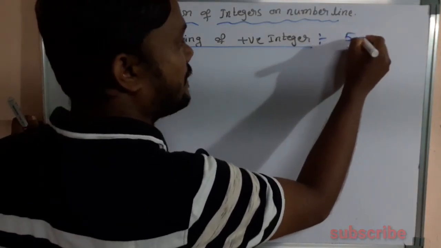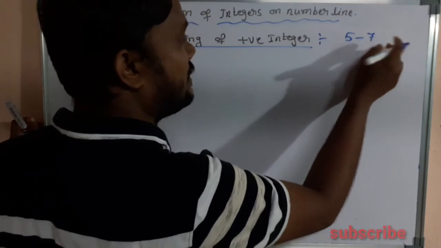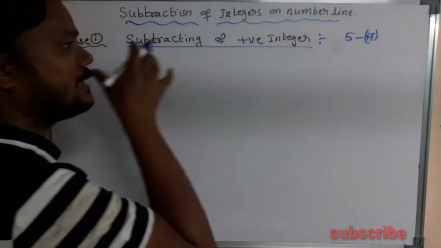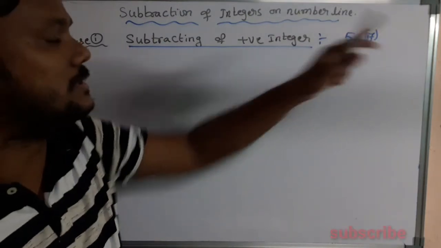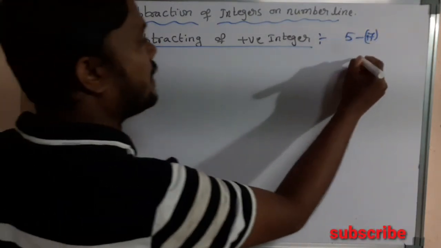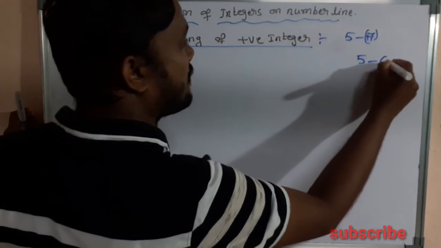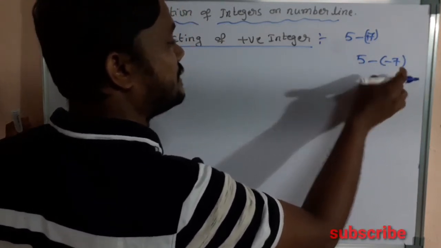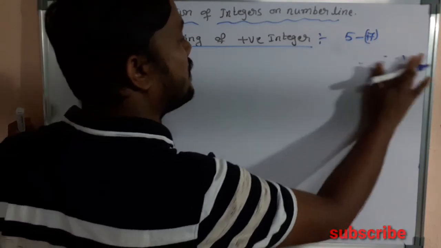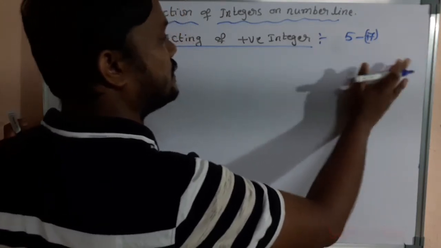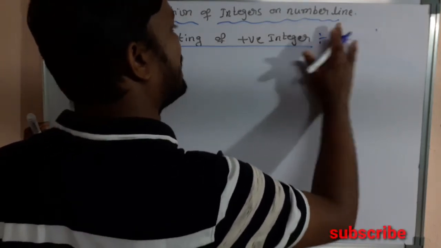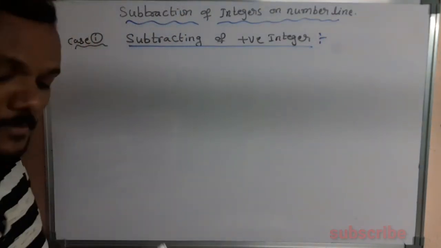Suppose you see 5 minus of plus 7. Here 5 minus plus 7 is subtraction of a positive integer. And if you take 5 minus of minus 7, this is subtraction of a negative integer, the second case. So we are going to discuss the first case, 5 minus positive 7, where I'm subtracting a positive integer.